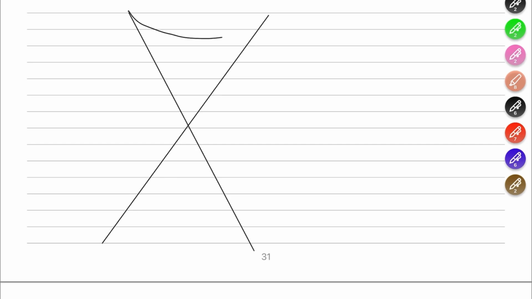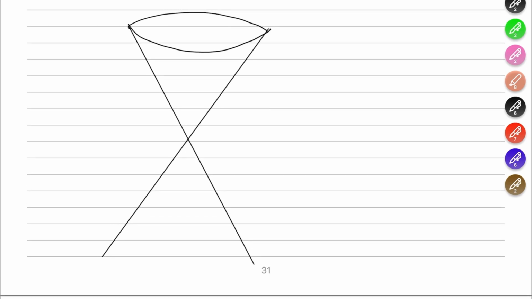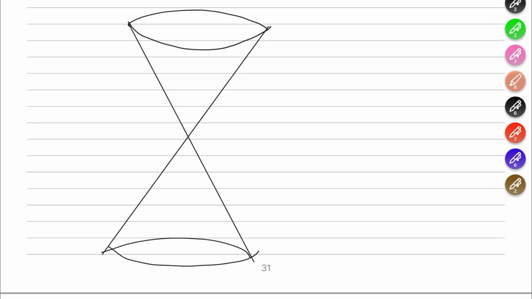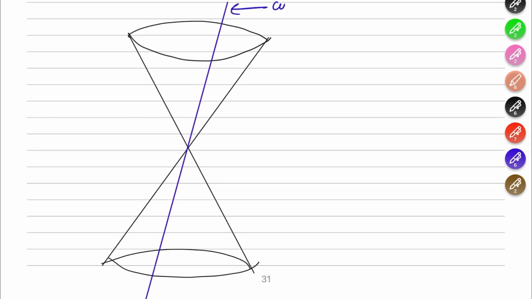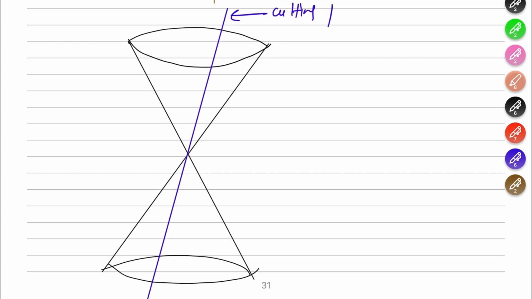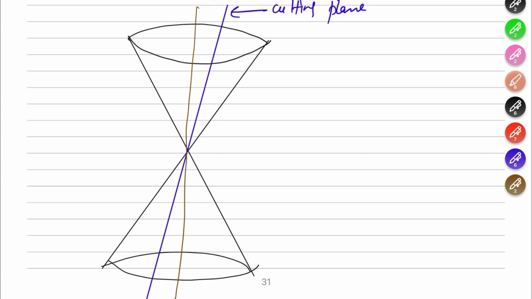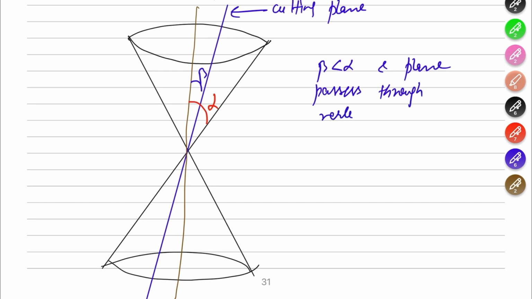Degenerate case means the plane passes through the vertex of a cone. So this is a cone, and this is the cutting plane. The cutting plane passes through the vertex of the cone. In this case, this angle is alpha and this angle is beta. So beta is less than alpha, and the cutting plane passes through the vertex of the cone.